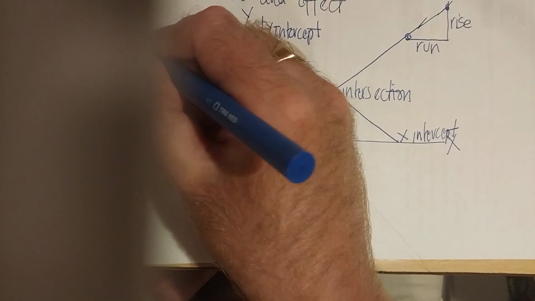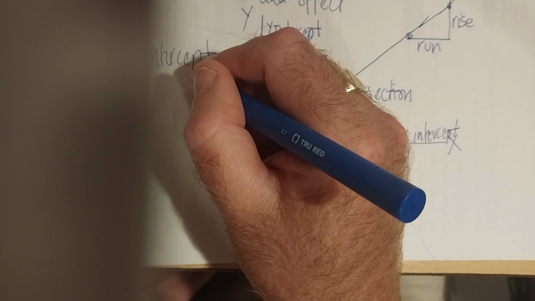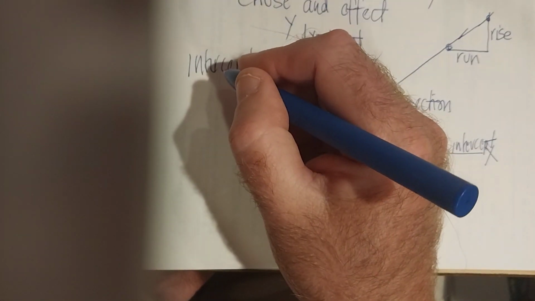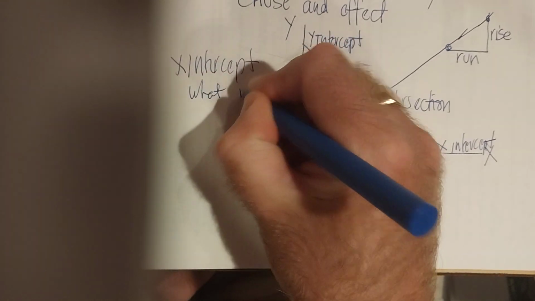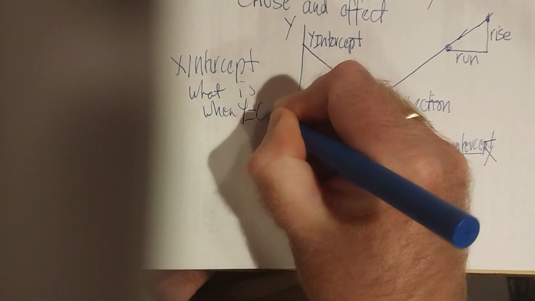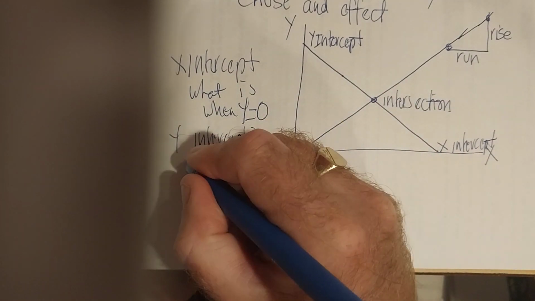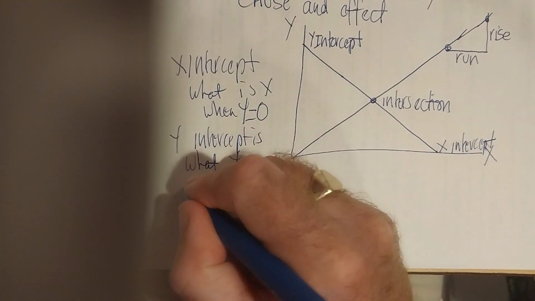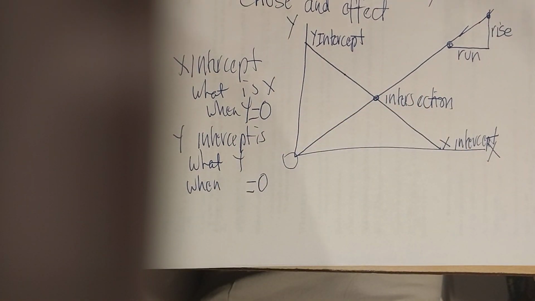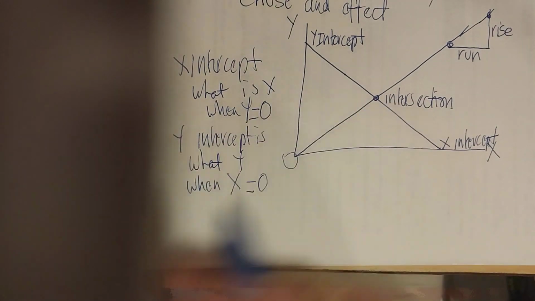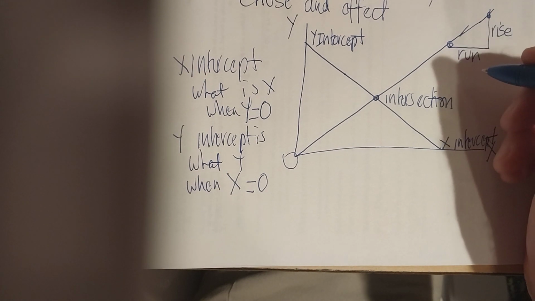And just to reinforce this about the word intercept, the x-intercept is the value of x. So what is x when y is equal to 0? And then the y-intercept is the value of y when x is equal to 0. And where they meet is called the intersection. The intersection, sorry, talking about football.